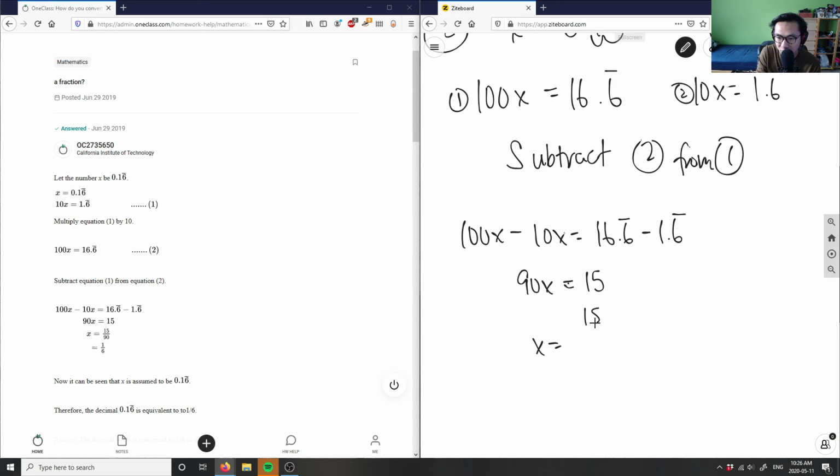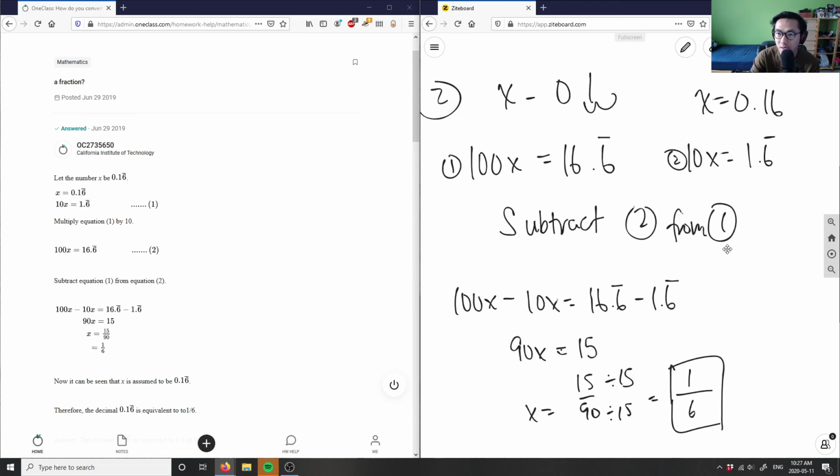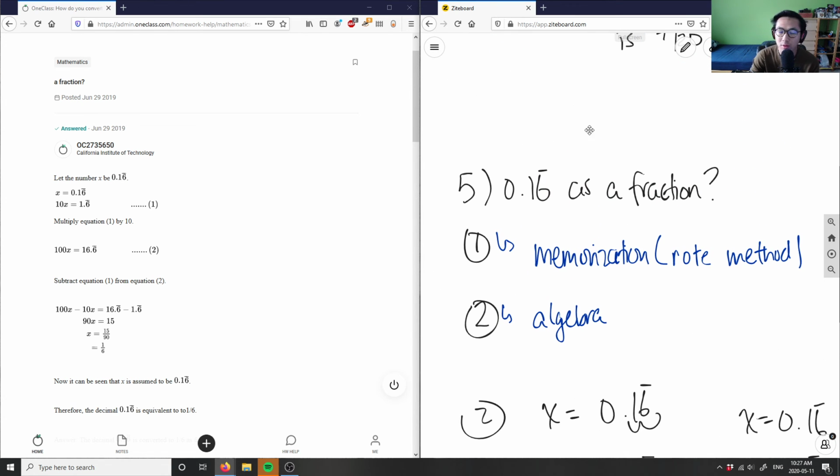So x equals 15 over 90, which, if you reduce this to lowest terms, I can divide both the numerator and the denominator by 5. I think they both divide by 15, actually. I don't think it's 5. If I divide here by 15 and here by 15, I would get 1/6. And this is my fraction. So therefore, 1/6 is indeed my fraction for this problem. So 0.16 bar would equal 1/6.